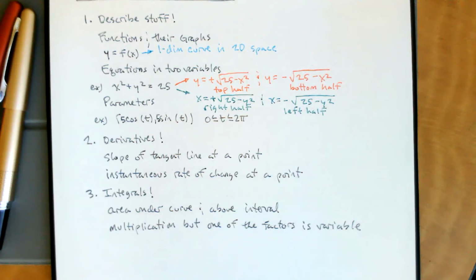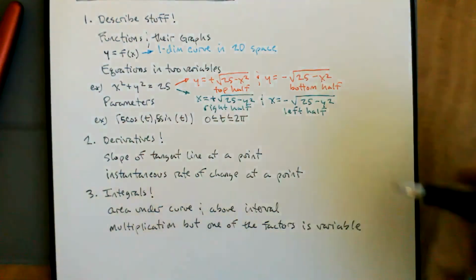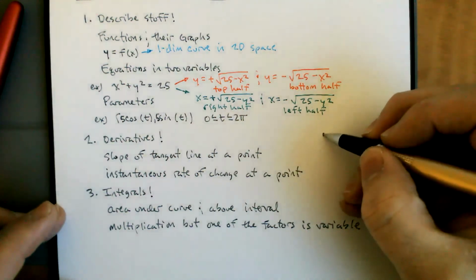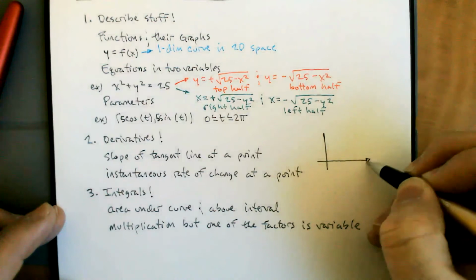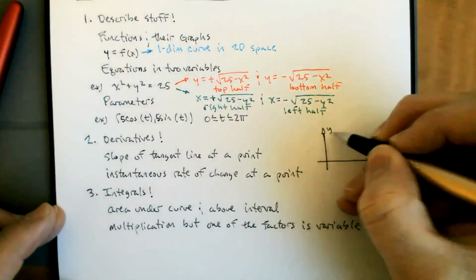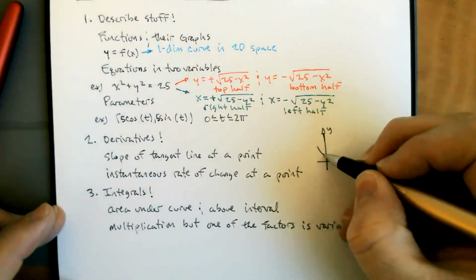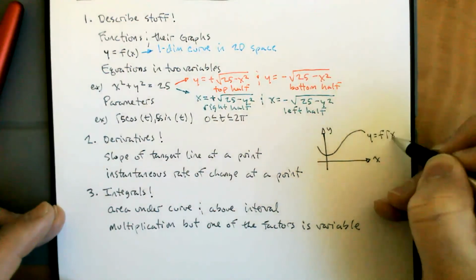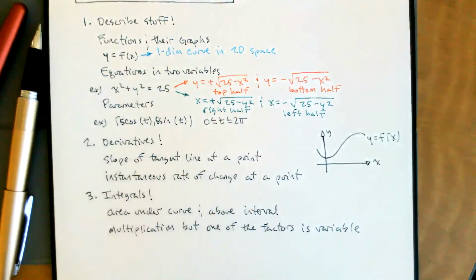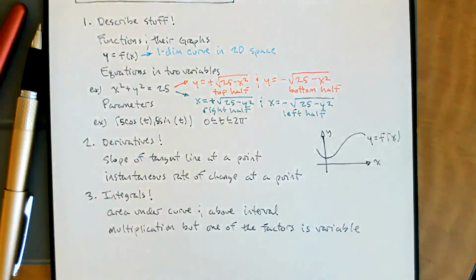Once we have that idea, when we talk about derivative stuff, we do the slope of the tangent line. So if I've got a function, the derivative is a local thing. It's happening at a point.